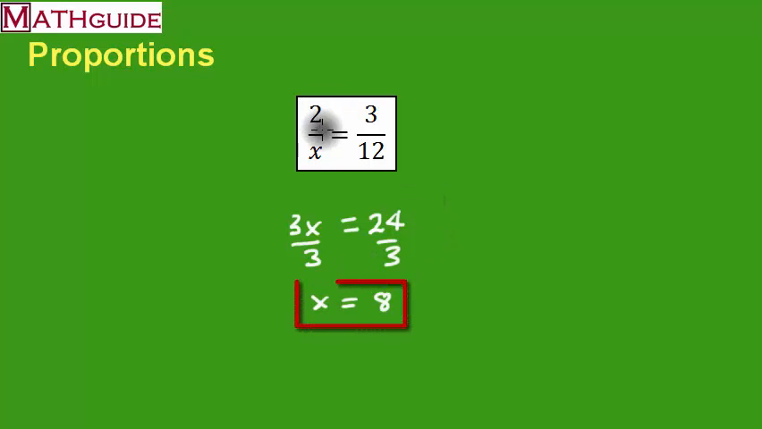Alright, so let's just take a look at the problem. So we have 2/8. Right? If x is 8, put that in there, is equal to 3/12. And we do get 24, and we get 24. Cross products are equal. Okay, let's get to our next example.